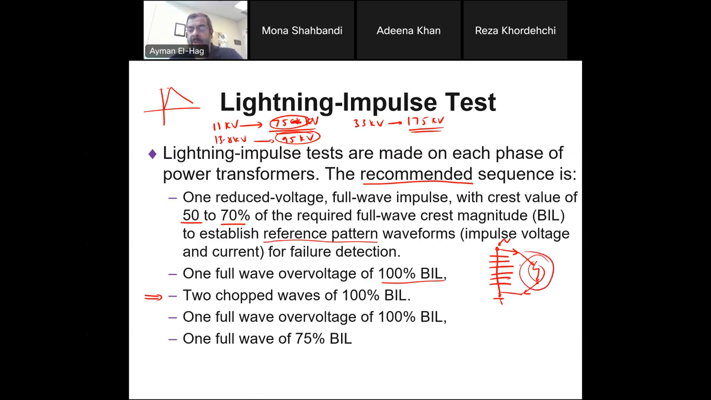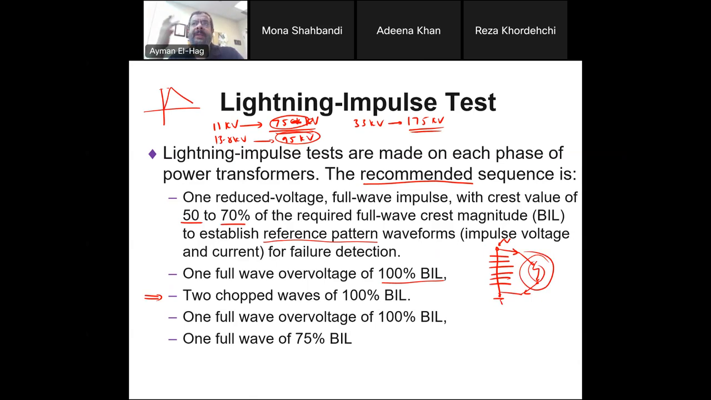Now, these arcing horns basically chop the lightning, and the transformer will be subjected to a severe dV/dt. This is why we need to test the transformer. So most of the time, we use chopped waves for pole-mounted or outdoor transformers that are in outdoor conditions.